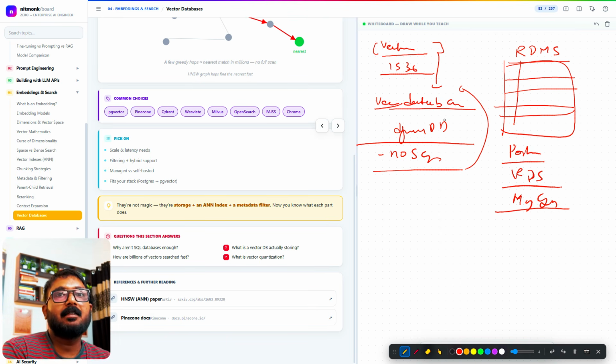We do cosine similarity, we do dot products, we do Euclidean distance, we do Manhattan L1. We apply all these different logics to figure out the most similar vectors and give the answer. That is a vector database. That's where we store it.